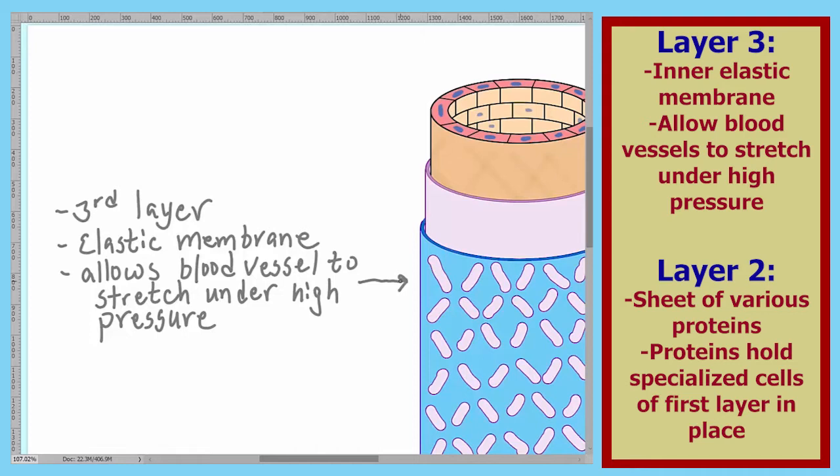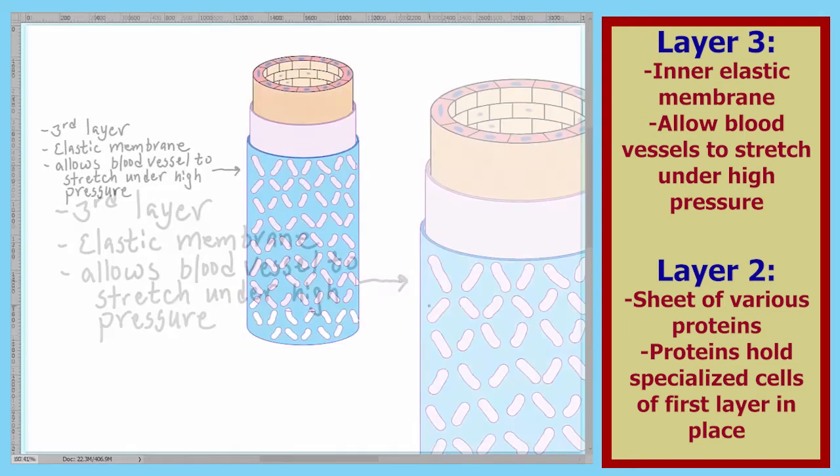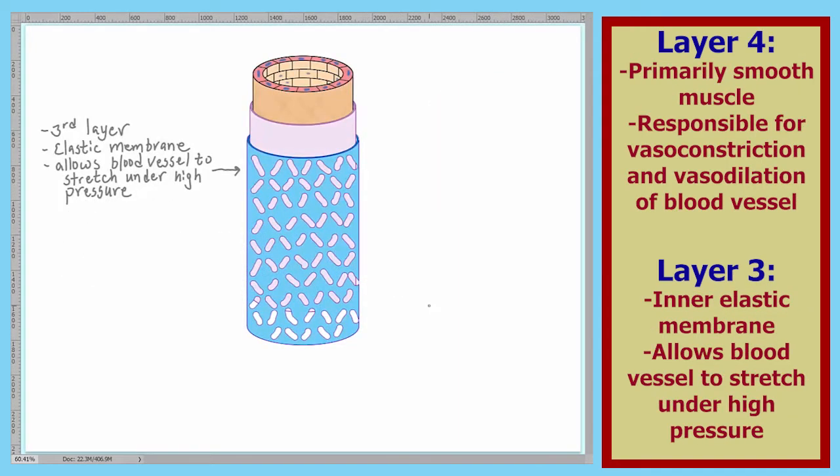Shown here is our third layer. This layer is an elastic membrane. It allows the blood vessel to stretch under high pressure. The fourth layer is usually the thickest layer. It consists primarily of smooth muscle, which is responsible for the vasoconstriction and the vasodilation of the vessel. Let's show the fourth layer.